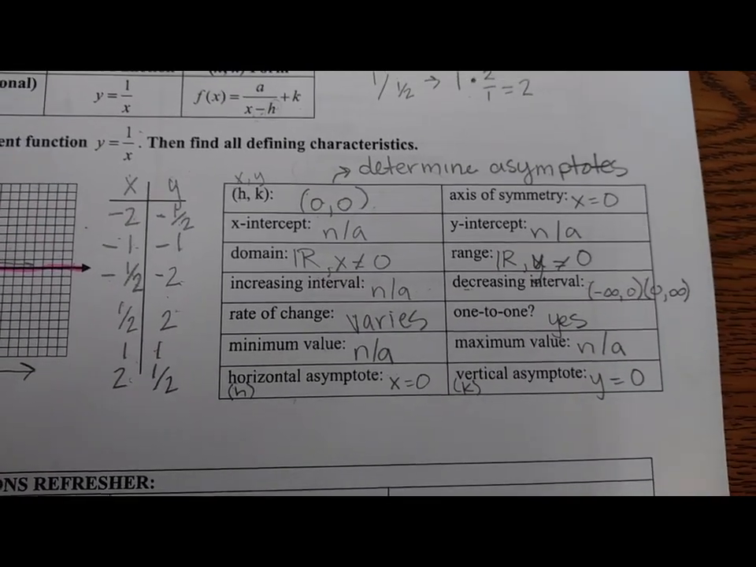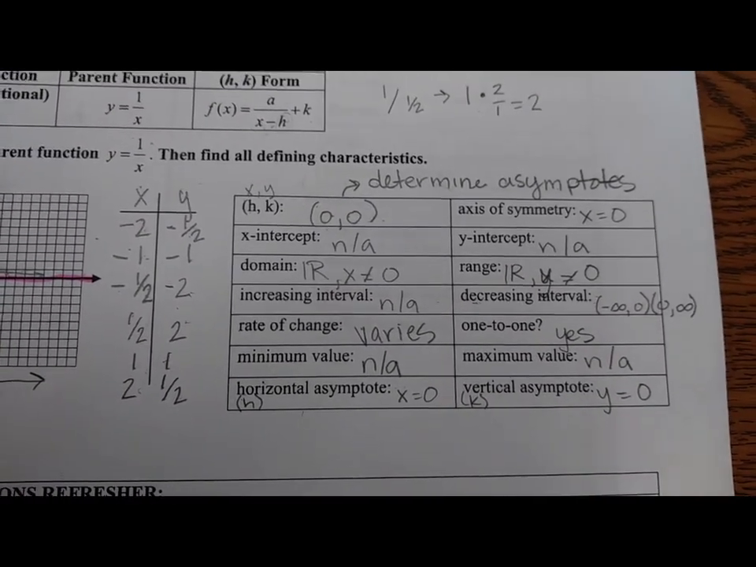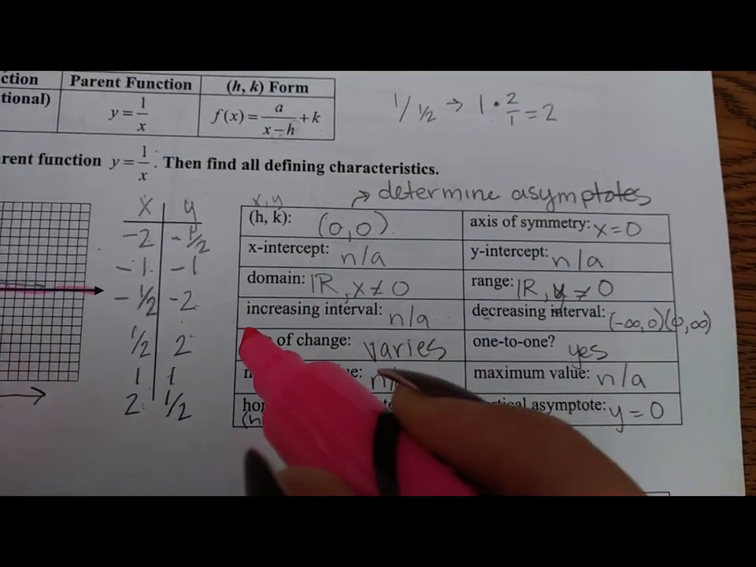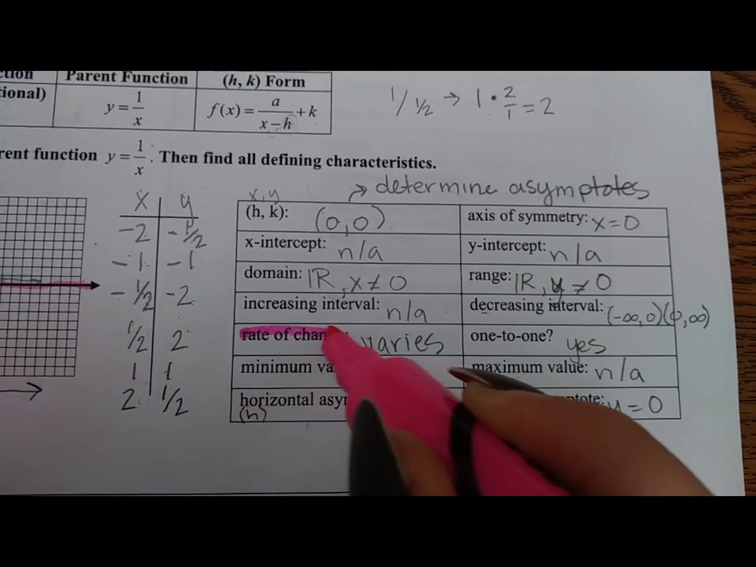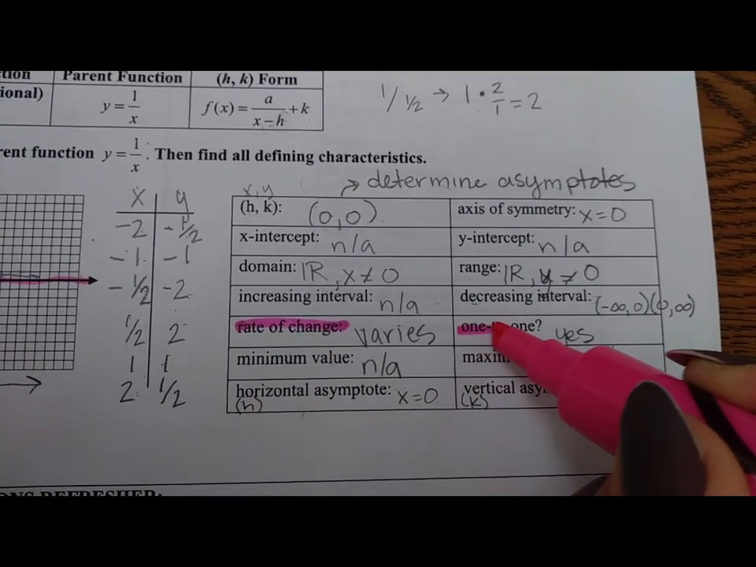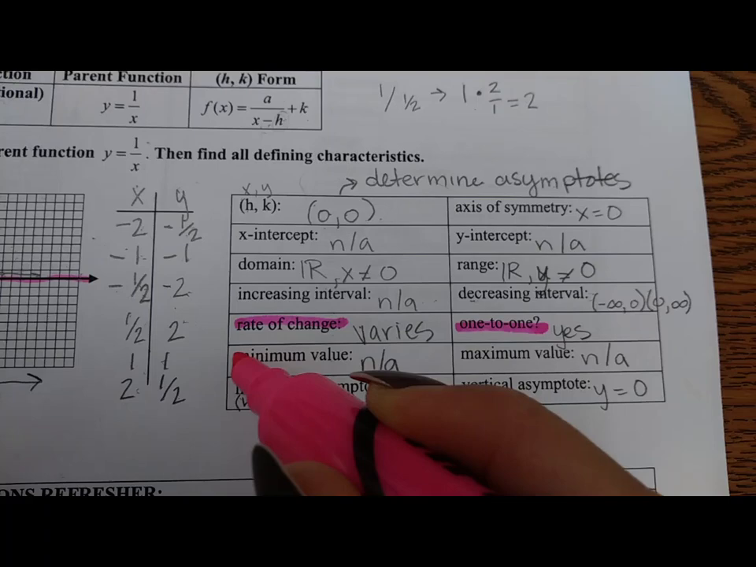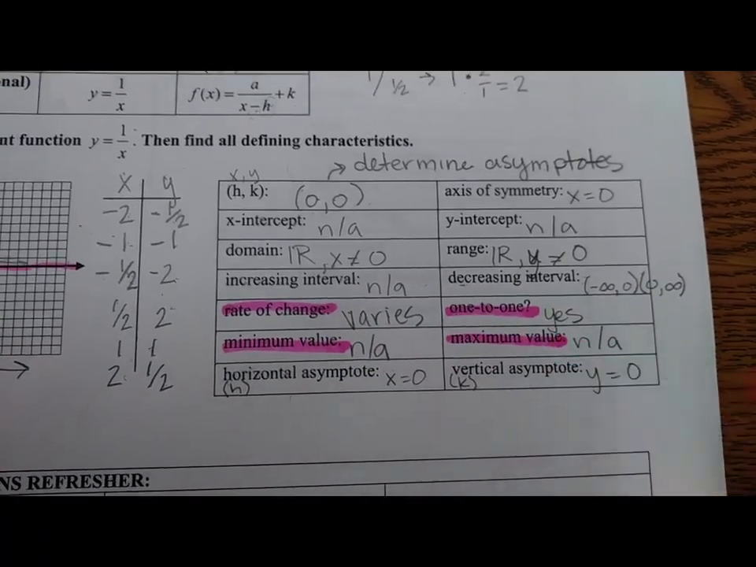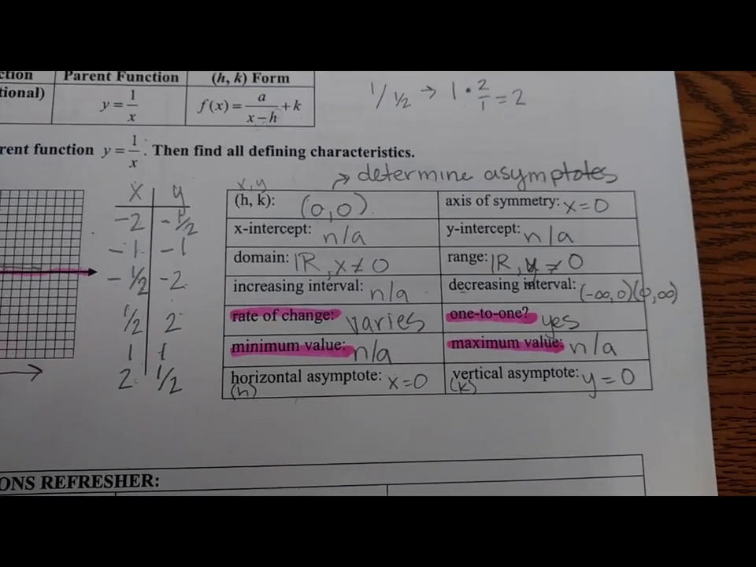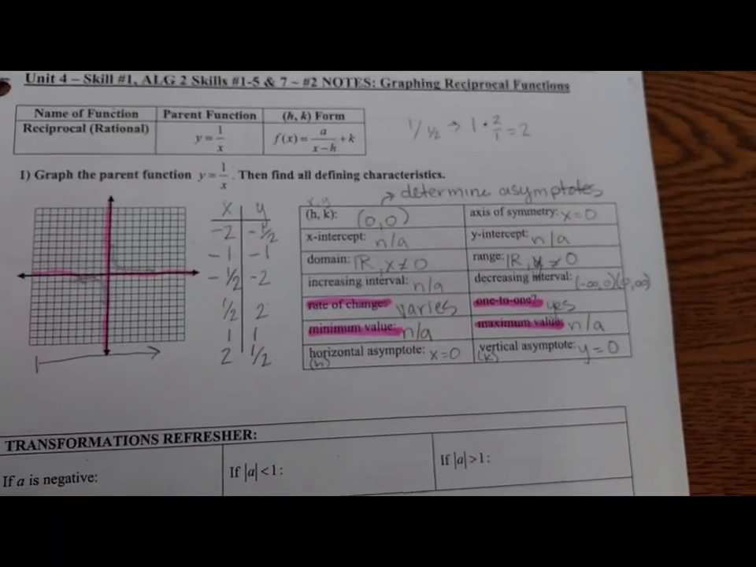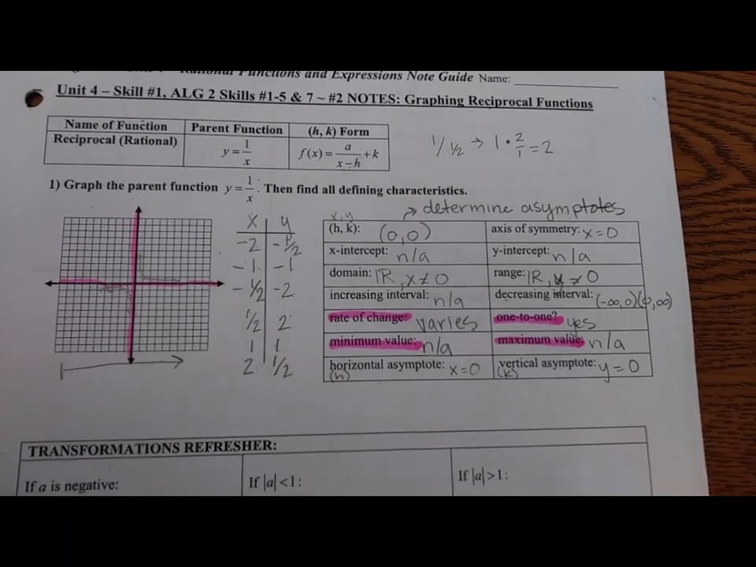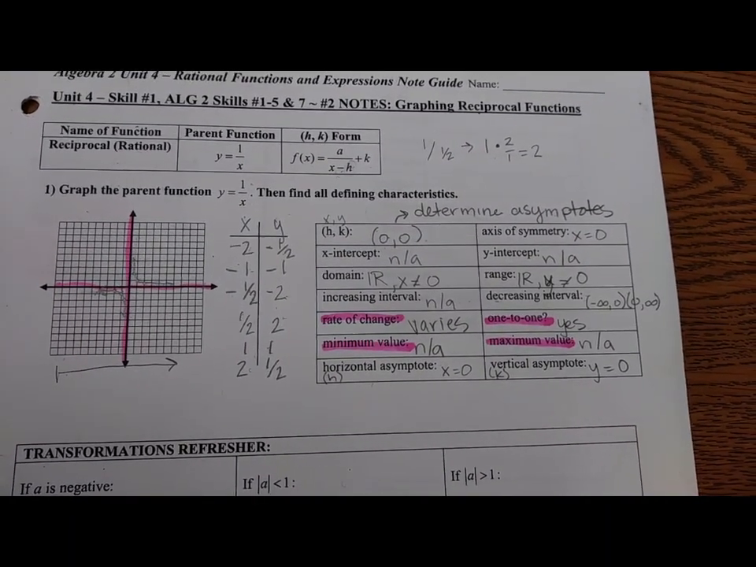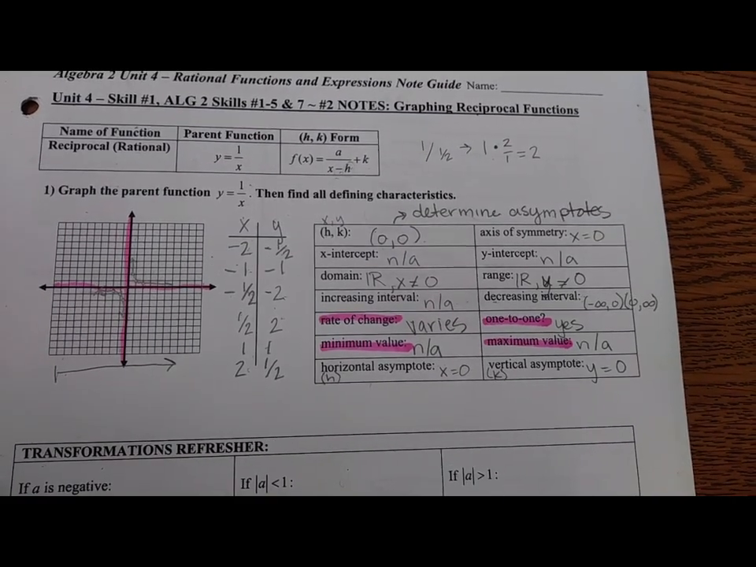So going forward, the rate of change, one-to-one, our minimum and our maximum will always be the same answers. We will always say that the rate of change varies. It is a one-to-one. There is no maximum value and there is no minimum value.